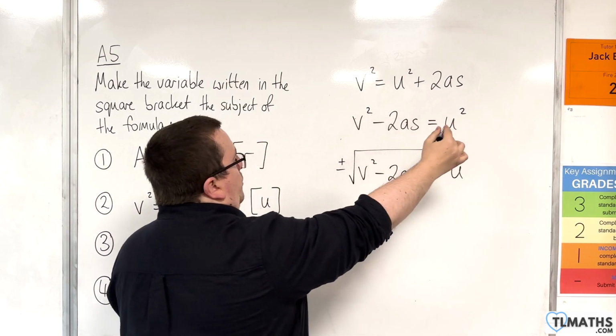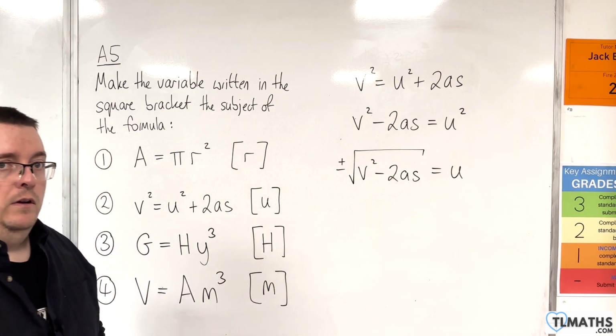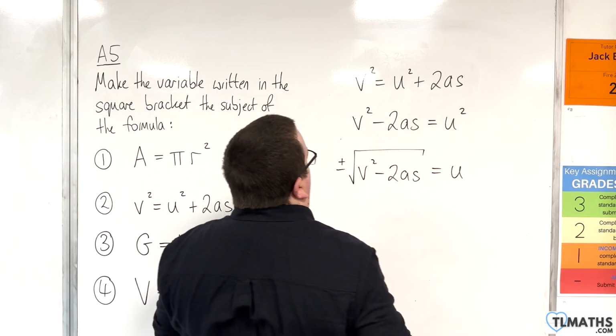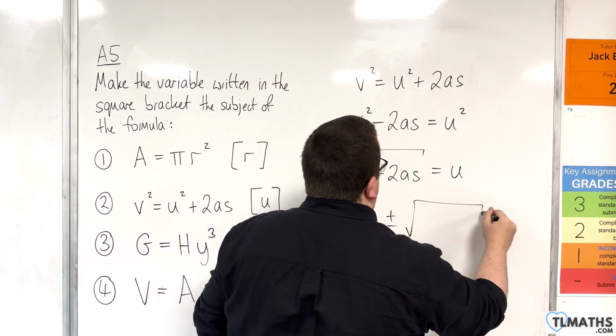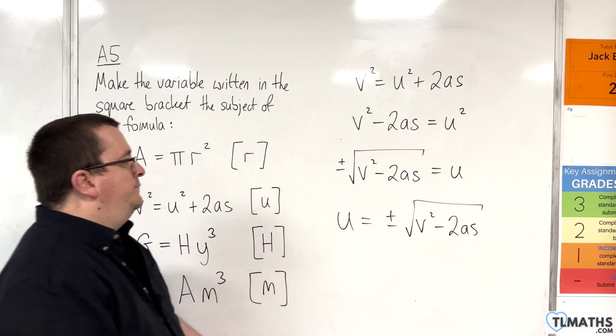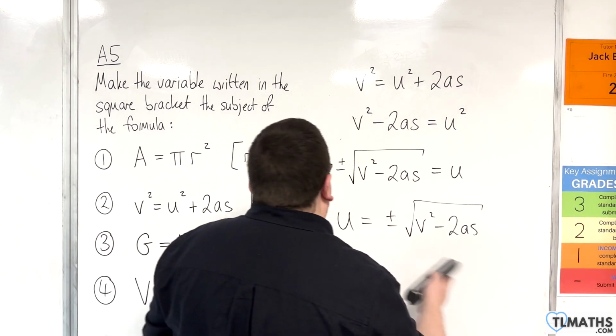So square root the whole thing. Be careful not to square root individual pieces, okay? That's not how it works. You must square root that whole thing. So u is plus or minus the square root of v squared minus 2as. Okay, so that's number 2.